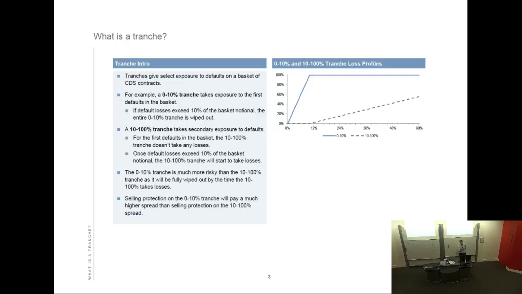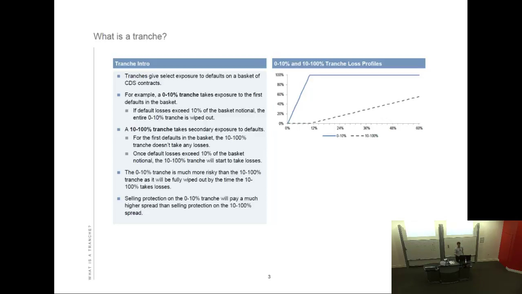The opposite is a 10 to 100 tranche, which works like this. You say, the first 10% of losses in my index don't affect me, and I only start to lose money from the 10th percent of losses onwards, and then if the whole portfolio wipes out, so 100%, then I'm wiped out as well. That kind of exposure is less risky than the index exposure because you only start accruing losses after the index, 10% later.